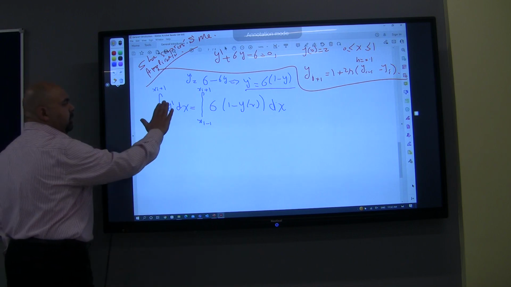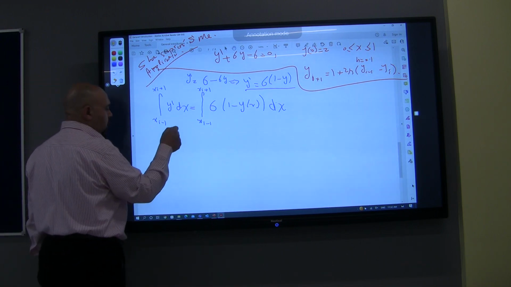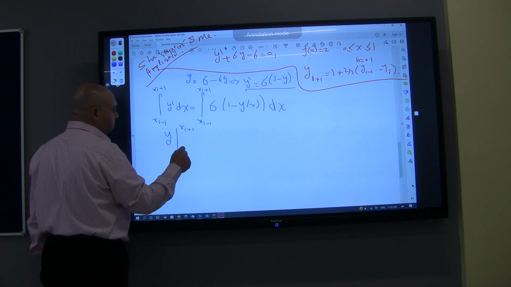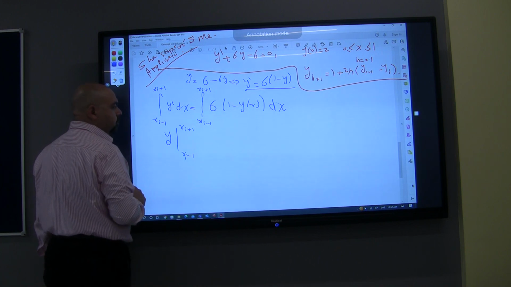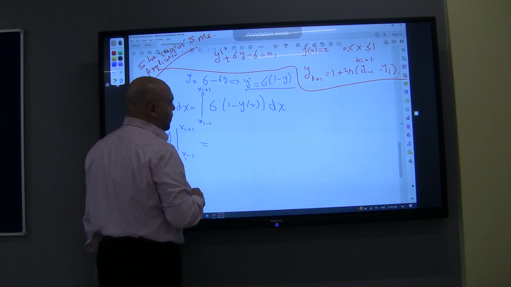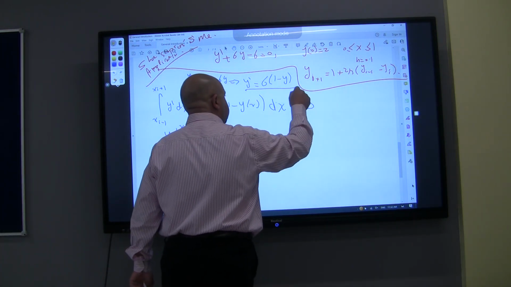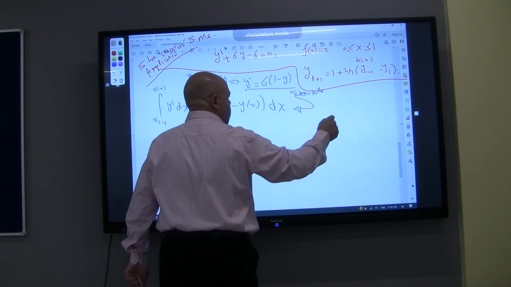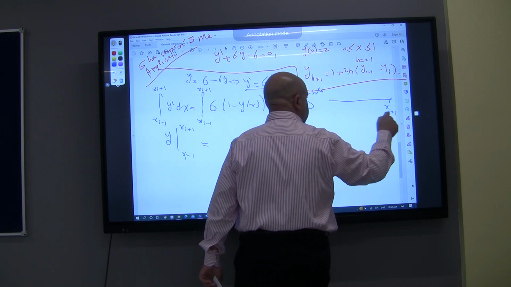Once you integrate y dash, it's going to be y, running from x of i minus 1 to x of i plus 1. This equals 6, which I can take outside. From here I will start to apply the Simpson rule on the interval of x of i minus 1 to x of i plus 1.